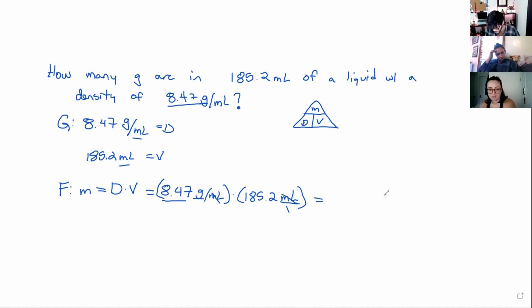And that just gives me confirmation that yes, in fact, I want to be multiplying these two numbers together. We end up with a little bit of a larger number with some decimals, and we only get to use 3 significant figures. This has 4 sig figs, this has 3 sig figs. We're only as strong as our least precise piece of information. So I'm going to go with 1,570 grams.